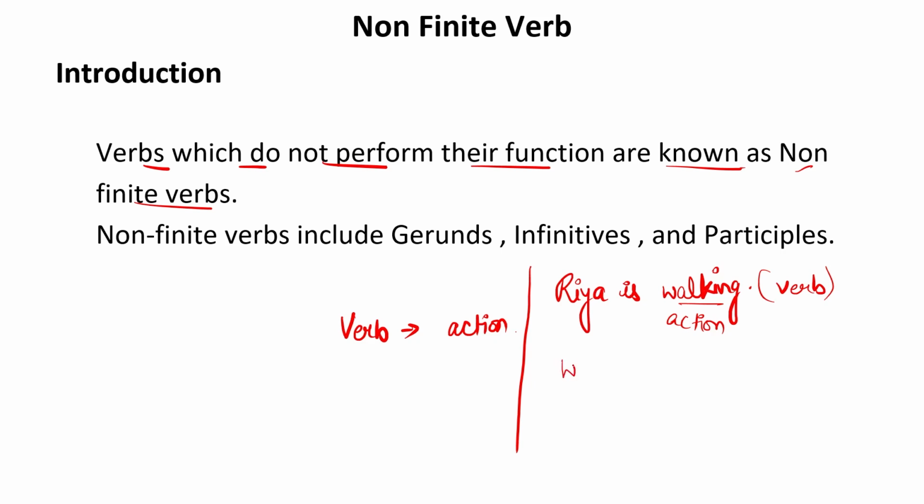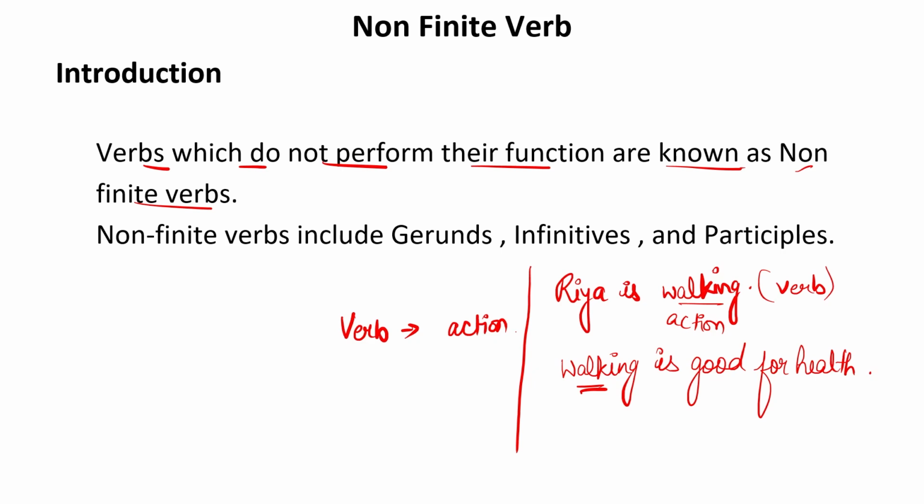But if I say, walking is good for health. Now if we look at this sentence, here also we have used the word walking. But is it showing any action? Is someone walking in this sentence? No. We are talking about walking, making it a subject. That walking is good for health.